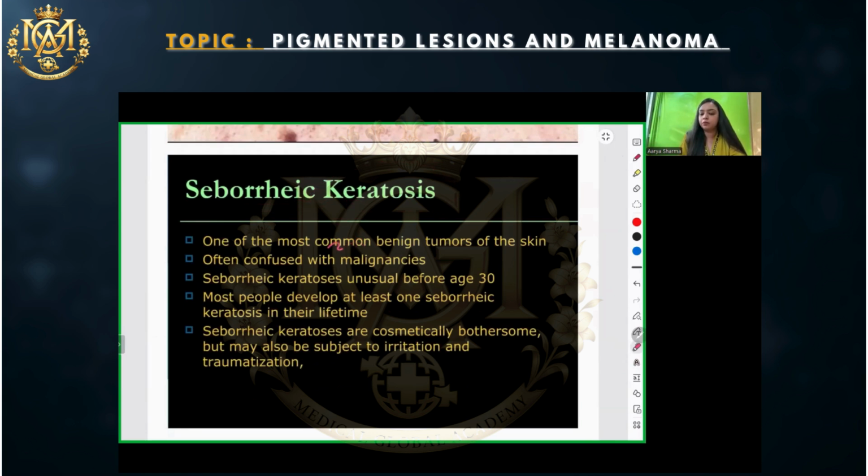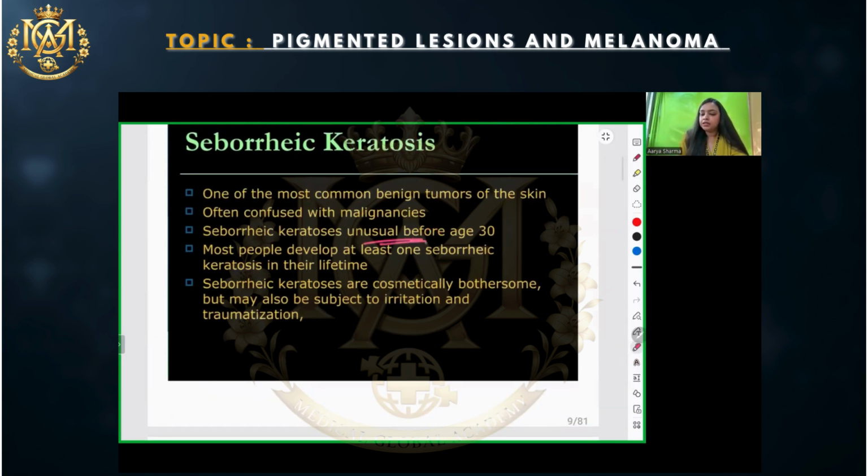So it is one of the most common benign tumors of the skin, and it is unusual before the age of 30. So whenever the patient comes to you and presents with this condition, there are likely chances that the age of the patient is above 30 and not below it, because below 30, this condition is very, very rare. Now, most people develop at least one seborrheic keratosis in their lifetime.